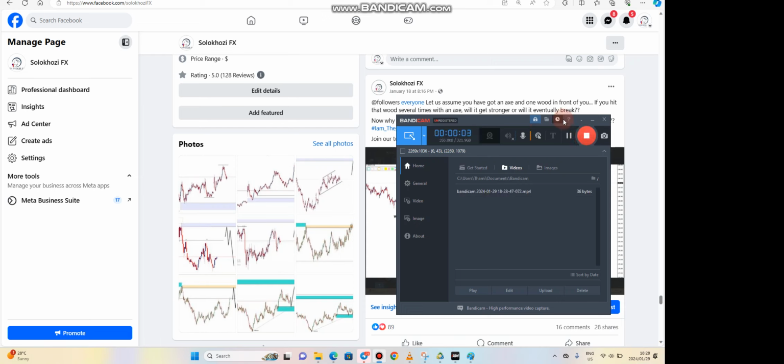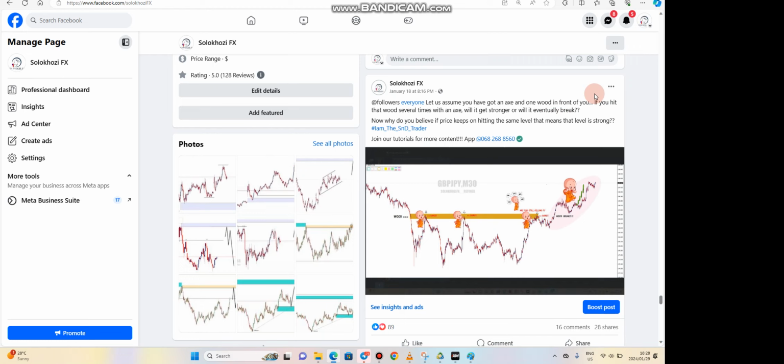Okay, greetings everyone. Today I just want us to look back at something that I once highlighted on my Facebook page, regarding how you need to try by all means to avoid any base or any area within the marketplace that has been visited several times, because it does not mean that that area, that zone, or that base is strong simply because it keeps on holding price. It is actually getting weak.